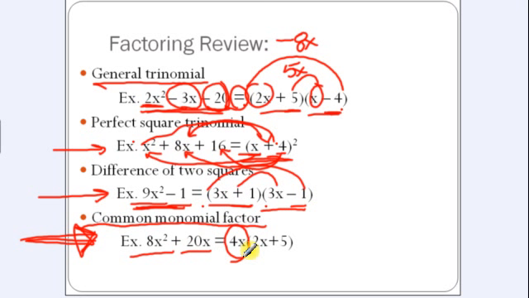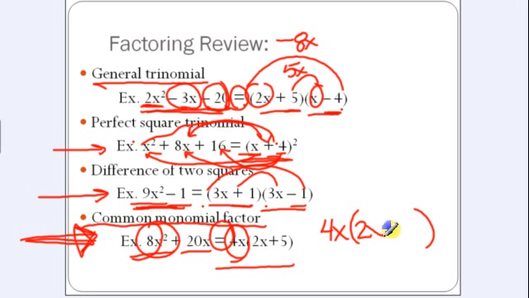Now keep in mind, however I factor it needs to be equivalent to what I started out with. So when I factor out the 4x from the 8x squared, I would be left with 2x, because 4x times 2x does equal 8x squared. And when I factor out the 4x from 20x, I'd be left with positive 5. I can always check my work by mentally distributing the 4x back through and make sure it does equal what we started out with.